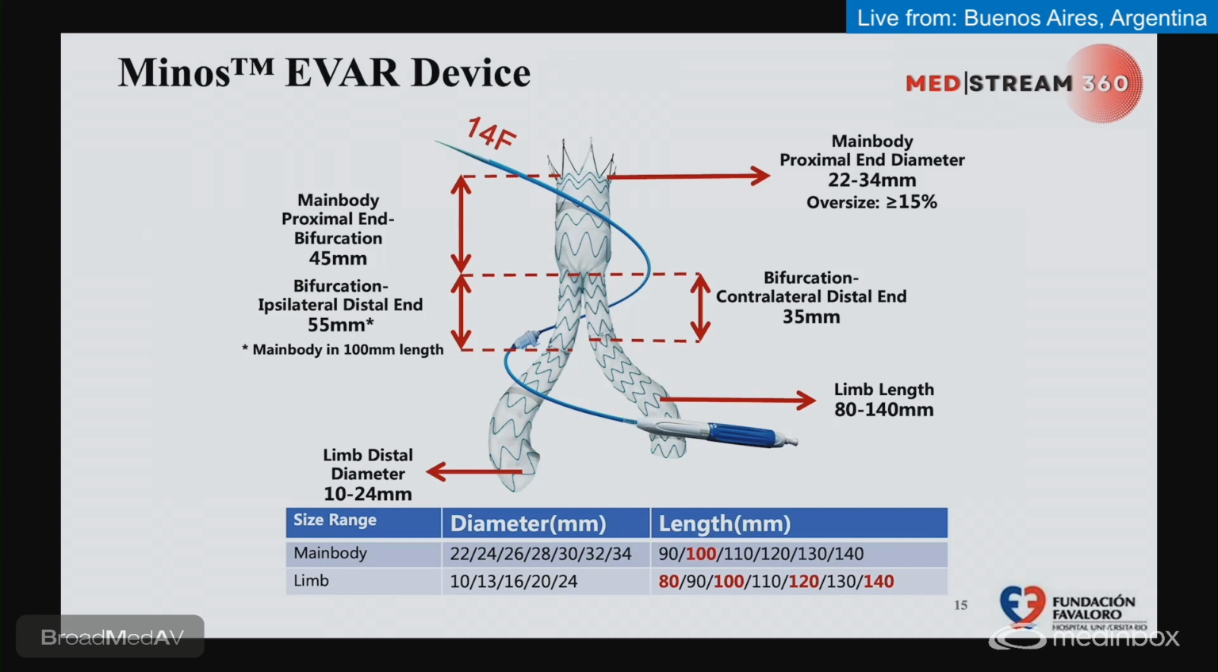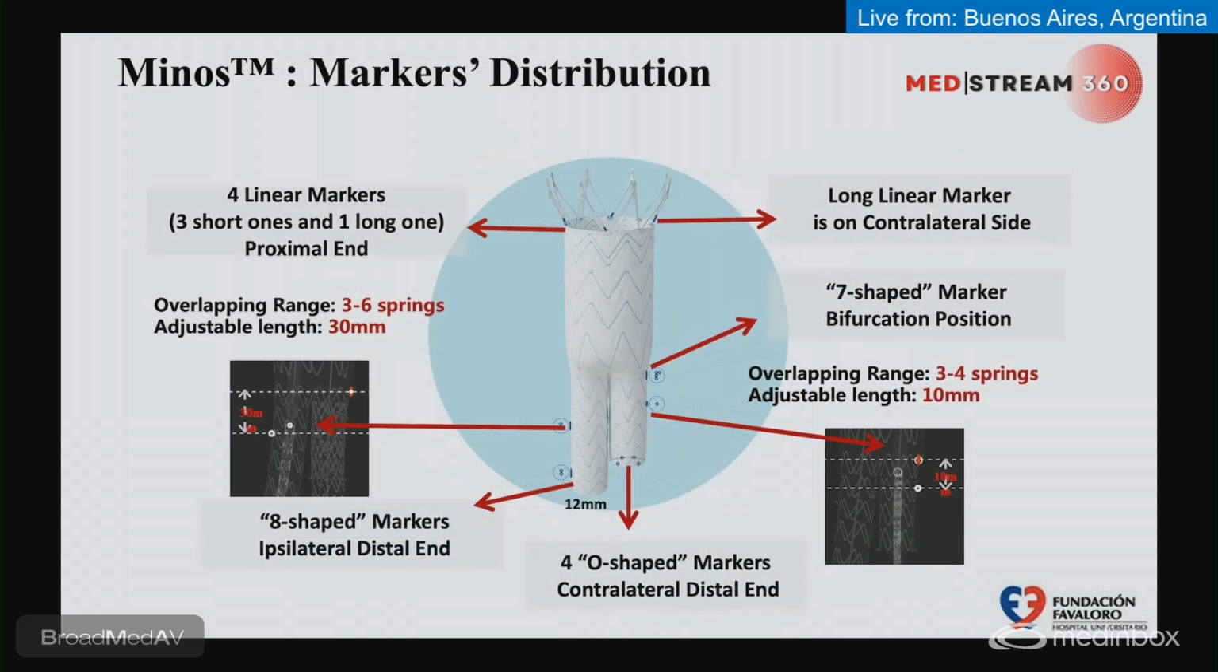Next, this is the configuration of the main body. The main body has a length of 45 millimeters in the proximal part, and then both branches, the homolateral is 15 millimeters. All these marks, the proximal marks, should be precisely below the renal ostium, and then the contralateral mark, which is a 7-shaped marker.